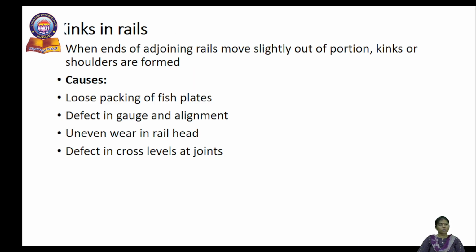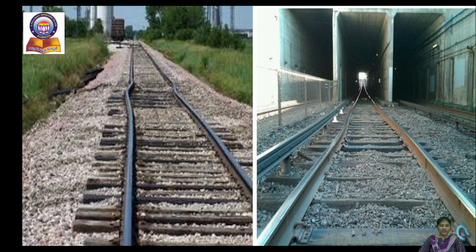So the next type of failure is kinks in rails. A kink is nothing but a slight deflection in the railway section, that is, a slight movement you can observe which is out of the portion. So here in this rail section you can observe a slight movement or slight deviation of the rail section occurred, that is nothing but a kink.